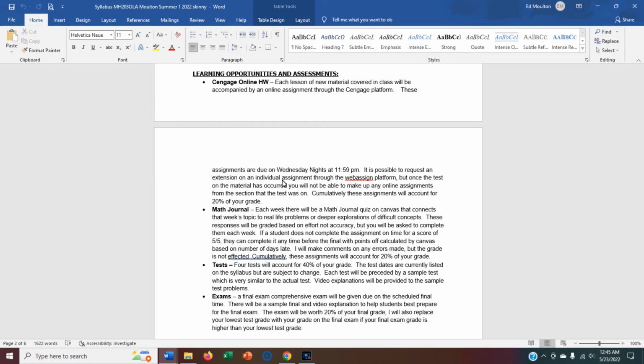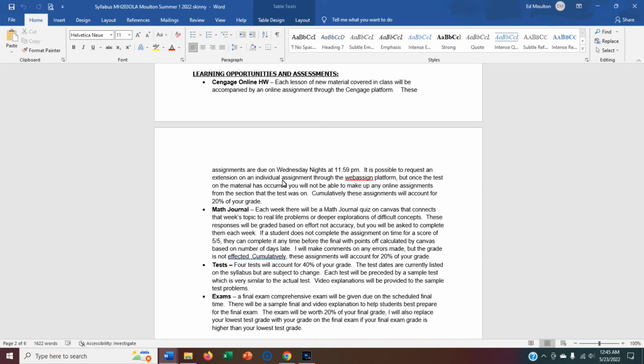Tests are going to account for 40% of your grade. The test dates are listed at the bottom of the syllabus. Basically, I wait on test one until 2 weeks into the class because I want you to get used to how the class is set up and the pace and how to get help. And also, there's usually some issues with students getting fully integrated with the Cengage system.